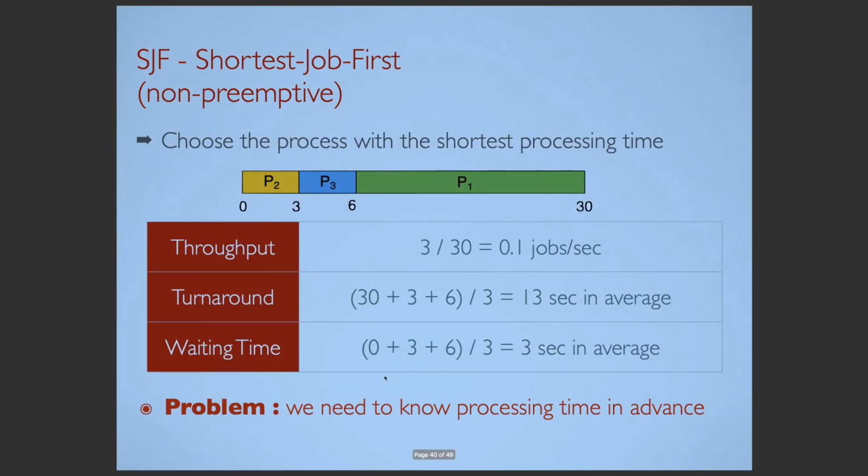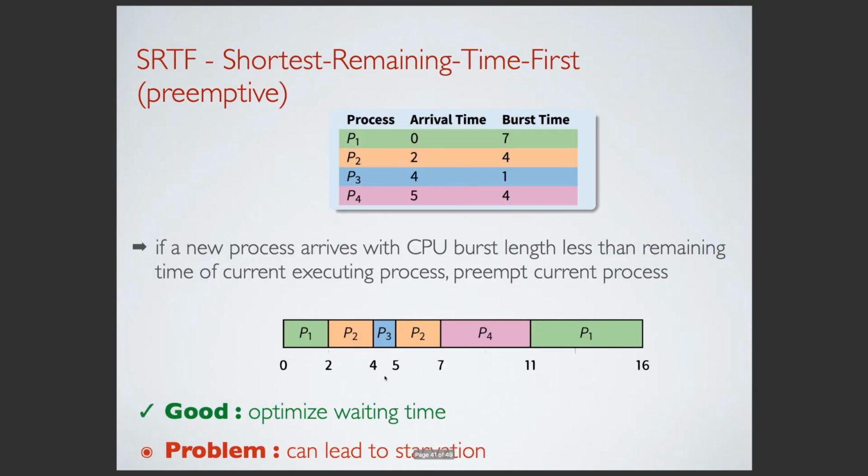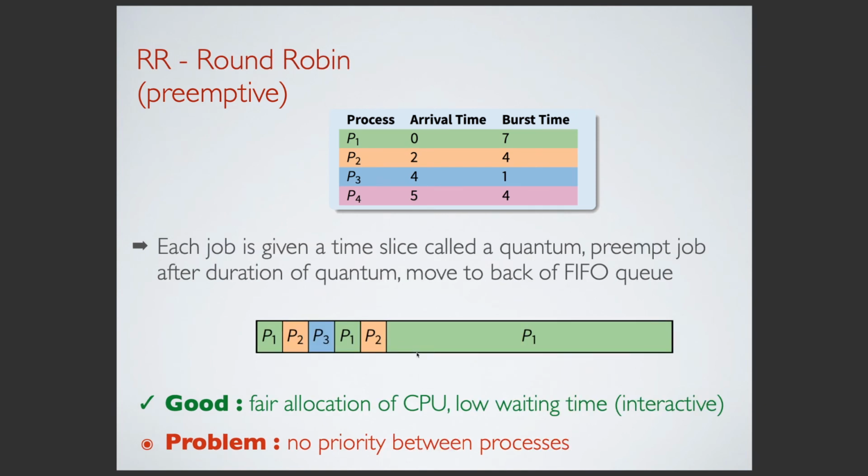But the problem with that is, it can actually lead to starvation. Why? Because if programs keep arriving, if you're a big process, they will take a lot of CPU time. So this can lead to starvation. Okay, so we have a problem here. So another idea is round robin.